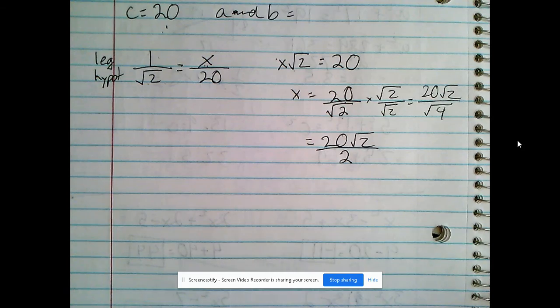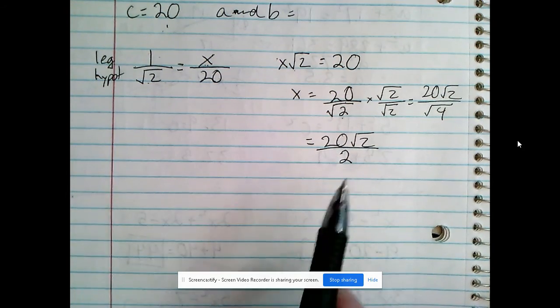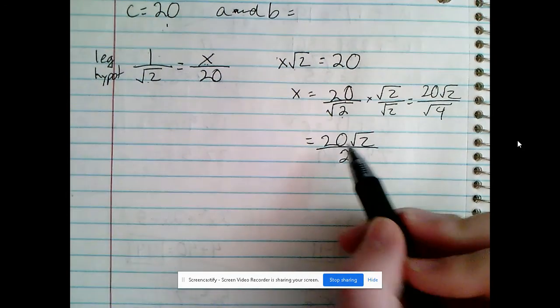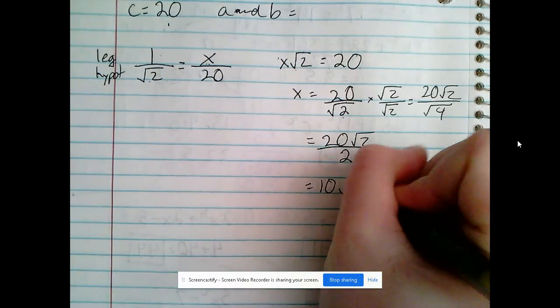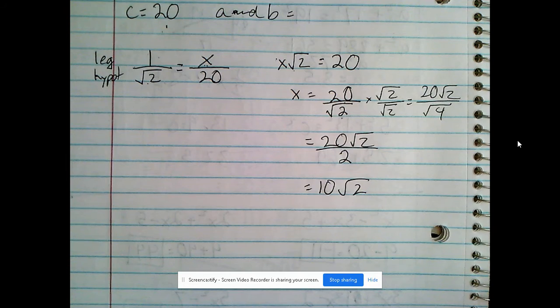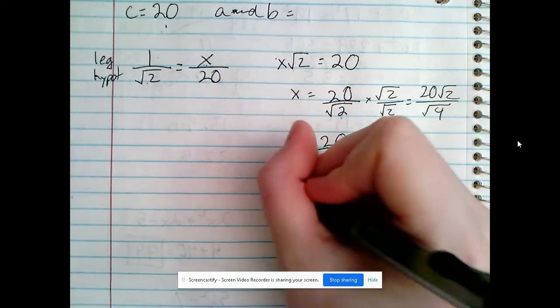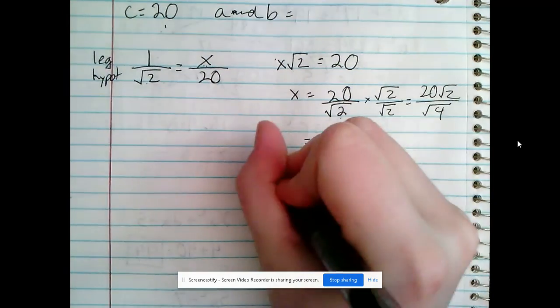And that's how we got rid of the square root on the bottom: we changed its appearance, not the value. Now we can simplify one step further, because we can do 20 divided by 2, and then we get 10 root 2. Okay, we get 10 root 2, which is our final answer.